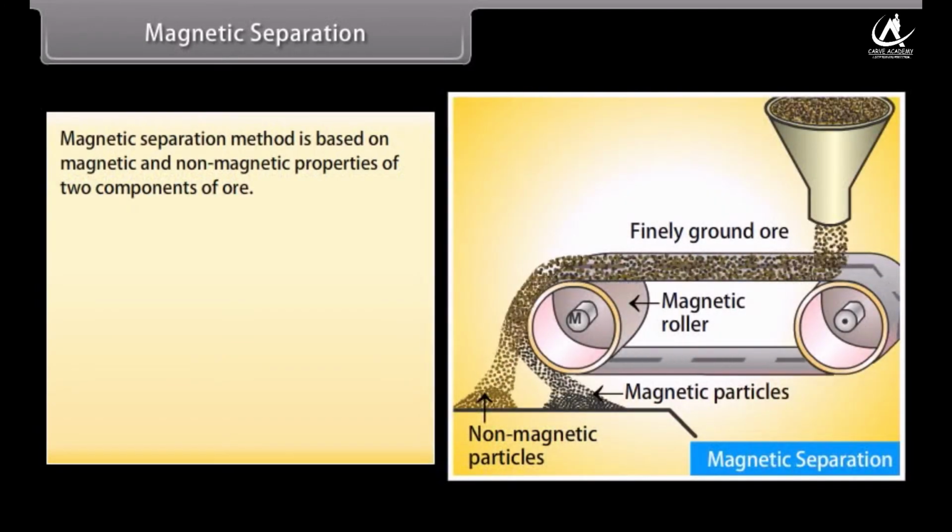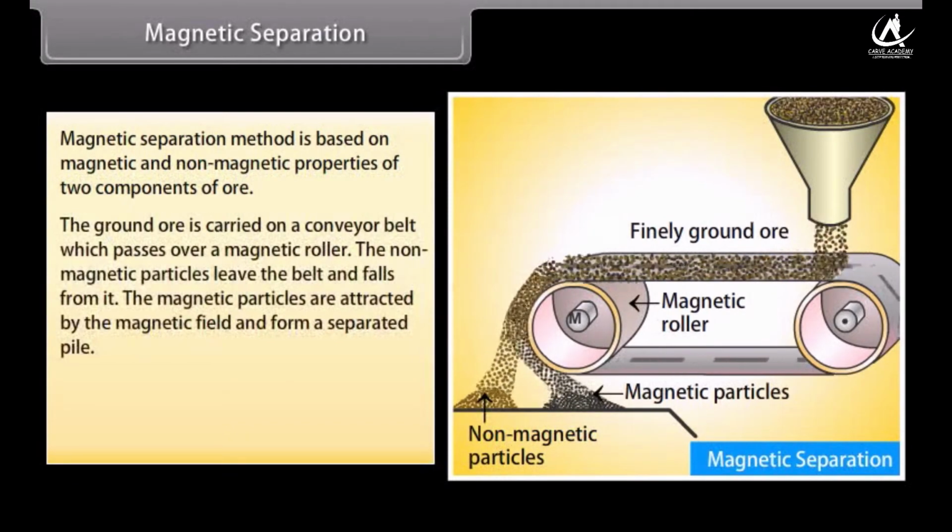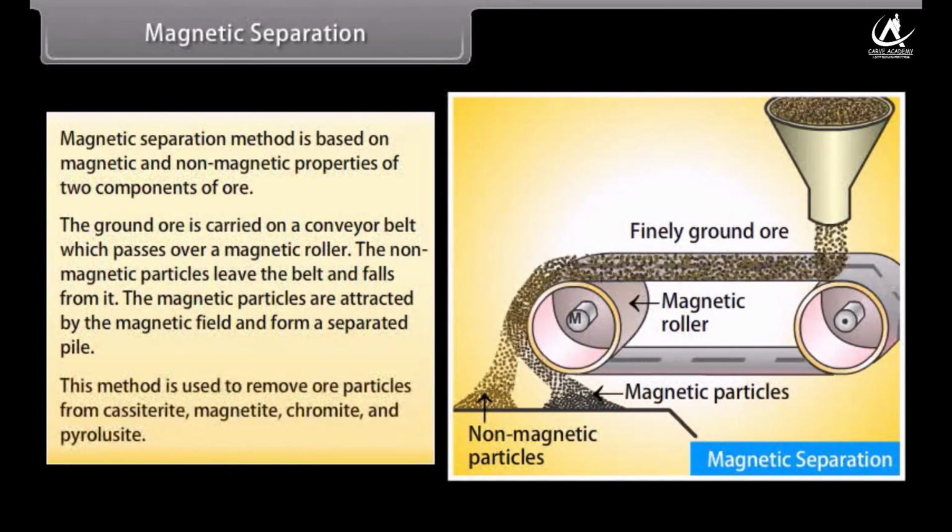Magnetic separation. The magnetic separation method is based on magnetic and non-magnetic properties of two components of ore. The ground ore is carried on a conveyor belt which passes over a magnetic roller. The non-magnetic particles leave the belt and fall off from it. The magnetic particles are attracted by the magnetic field and form a separate pile. This method is used to remove ore particles from cassiterite, magnetite, chromite, and pyrolusite.